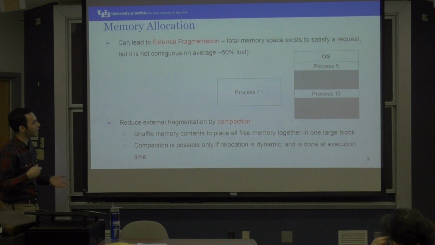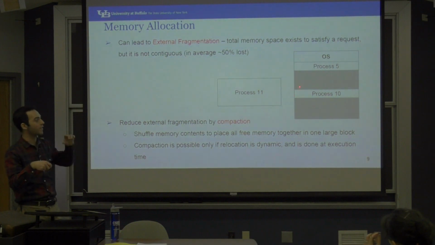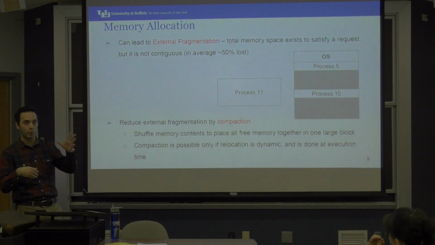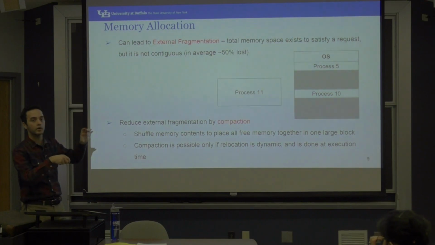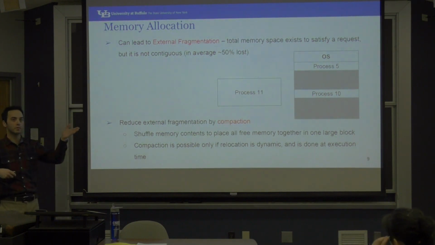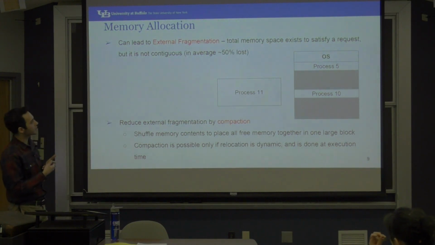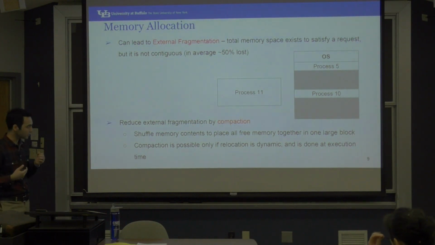Now, another problem is external fragmentation. External fragmentation is when we have enough memory in total, but we don't have a big enough block to fit one process in. So this is an example. We have enough memory, as you can see, but we can't allocate one process into it, right? So this is called external fragmentation. And the rule of thumb is that maybe we can lose 50% of the space.